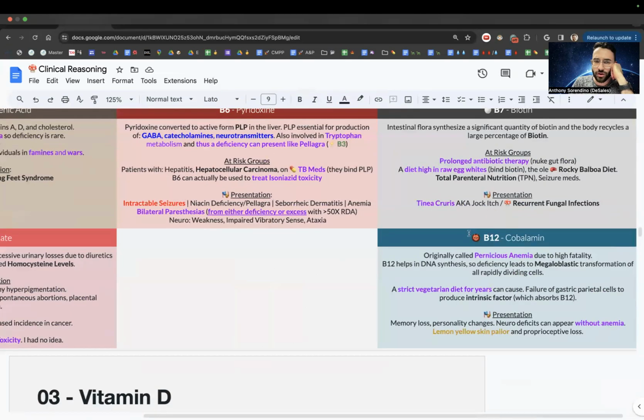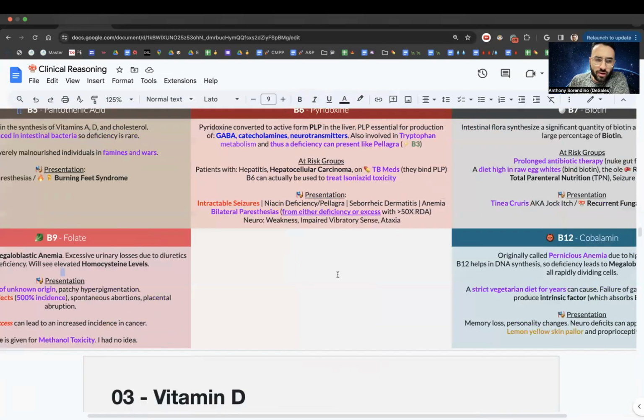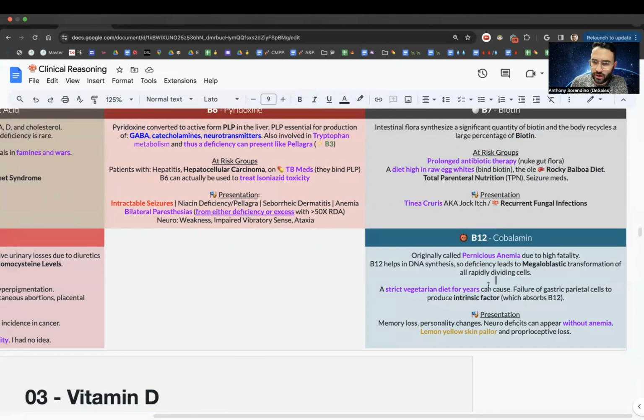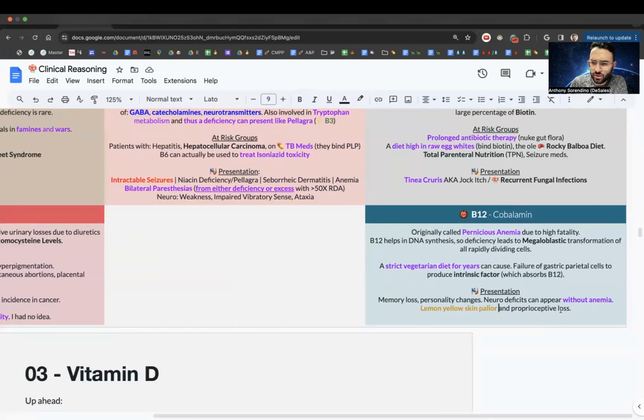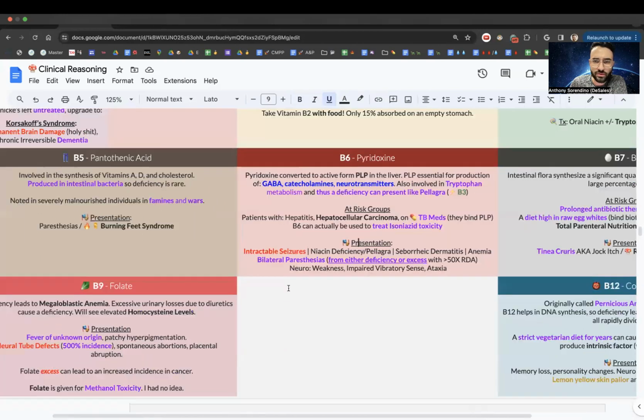Strict vegetarian diet can cause a B9 deficiency. I have the leafy green because you get folate from vegetables, but B12 you do not get from vegetables. So you need to eat some meat or something. Neurodeficits are a big one, although we didn't really go into a lot of detail with that, but there you go. Proprioceptive loss. That's going to be something you'll see. All right. So that's going to be this one. I don't think I need to add anything else.